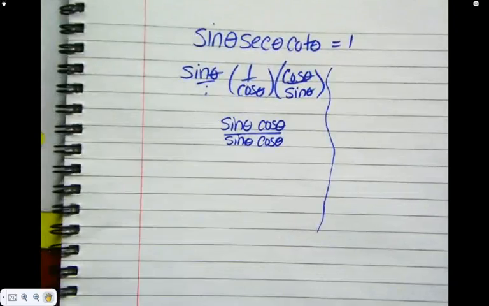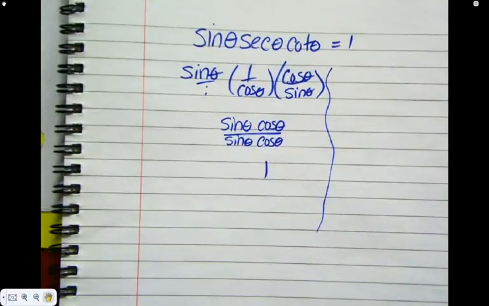What is anything divided by itself? I have just proven my first identity. That's how you prove an identity. It's not a solution. I didn't solve for theta. I don't care what theta is. It's not what the question asks. It's prove this is true for any value of theta.